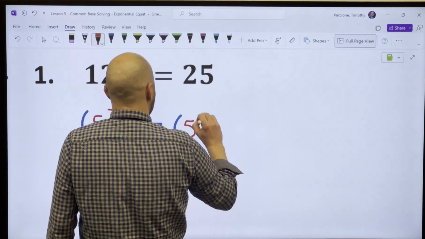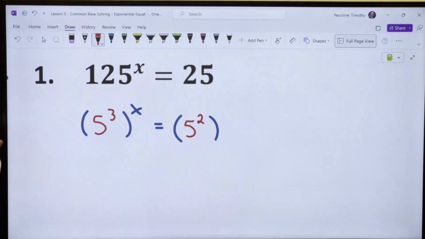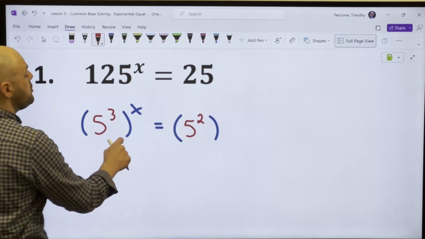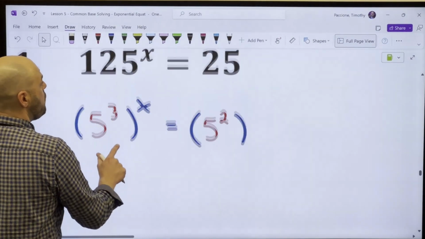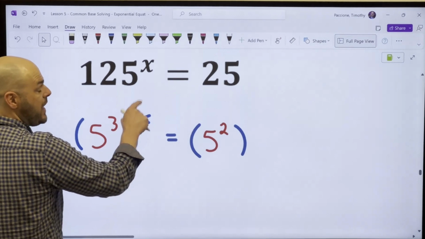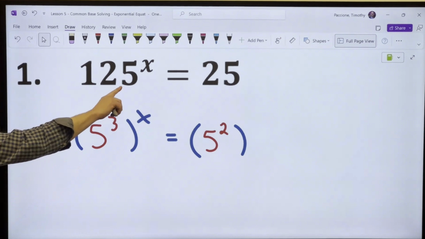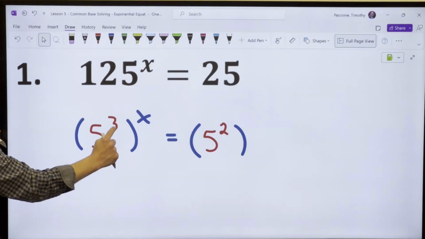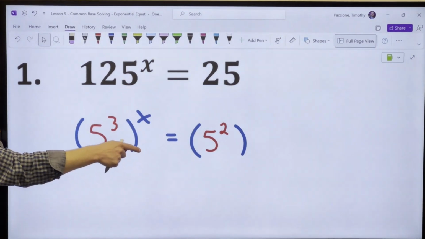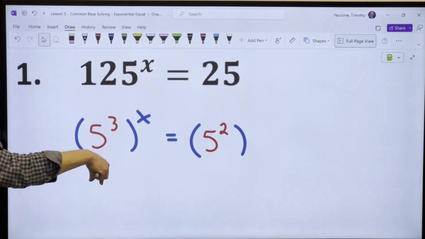Okay, now after you've plugged in the replacements, you got to take a look at what happened, whether there's some simplifying that needs to be done. Because look at what happened here. Now I have 5 to the 3 to the x. What is that? Because it was 125 to the x. Well, now it's 5 to the 3 to the x. What kind of situation do we have here?